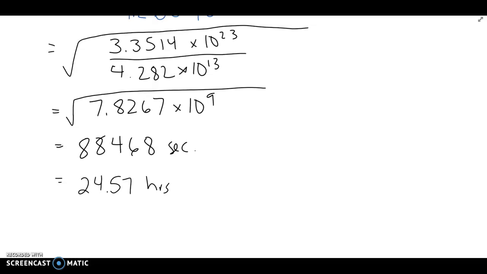So there is this problem worked out for you, and I hope that helped you understand this type of orbital motion problem. Have a good day.